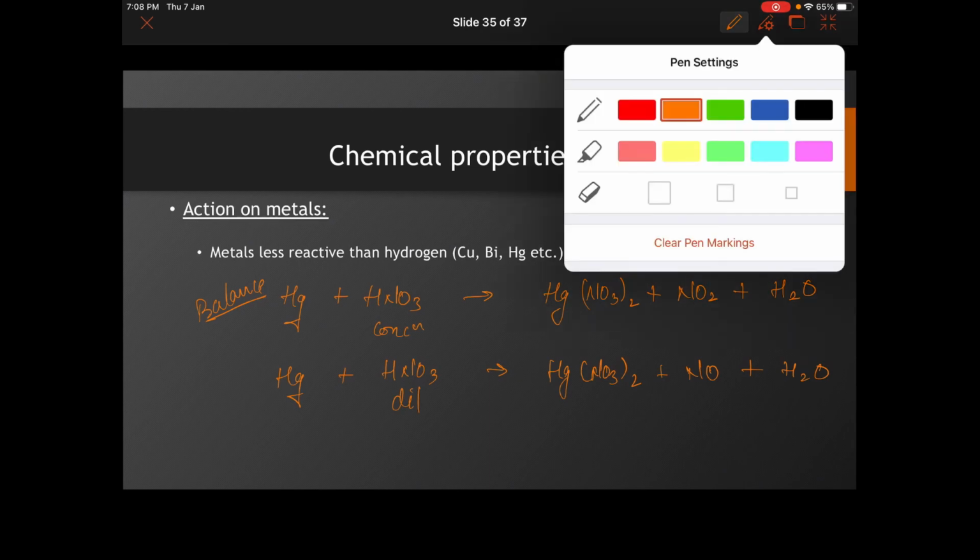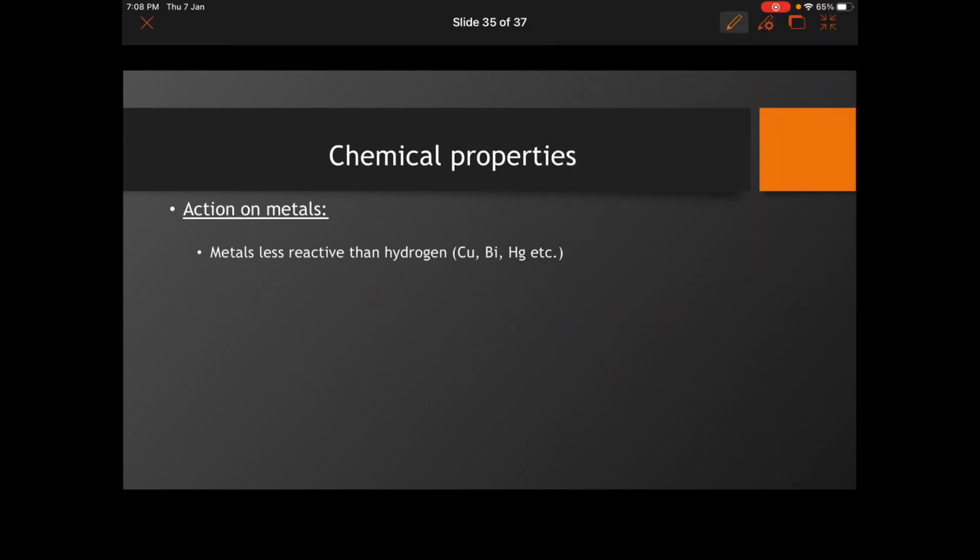Perfect. Then finally, action on noble metals. ये बड़ा इंटरेस्टिंग, बहुत इंपॉर्टेंट क्वेश्चन है भाई, ये बहुत इंपॉर्टेंट क्वेश्चन है. Noble metals they generally don't react. Noble metals they generally don't react with any of the acids, right?